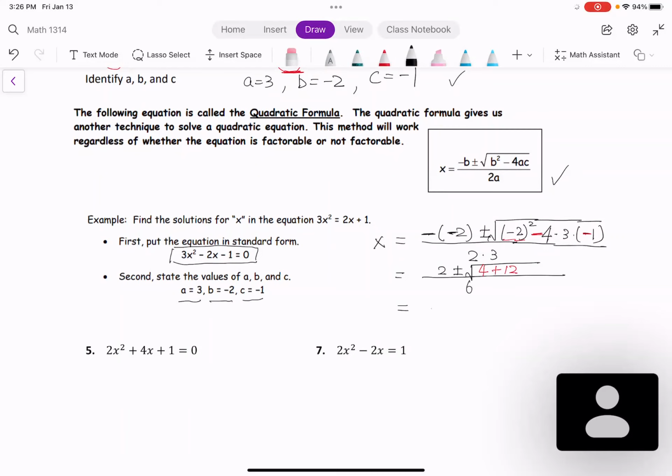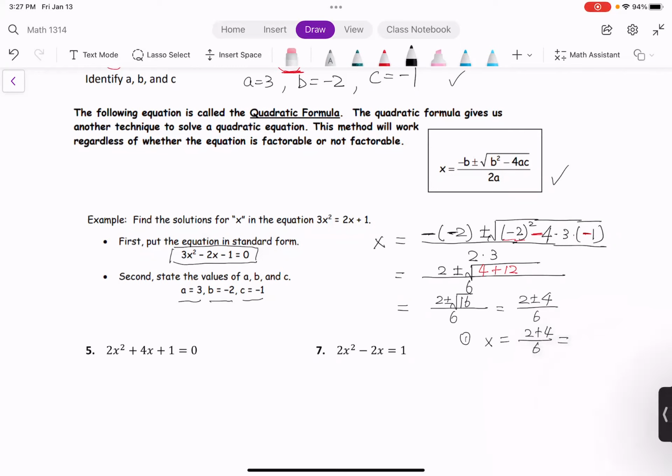Let's continue to simplify the expression. So 2 plus or minus, in the square root, we have 4 plus 12. That's 16 over 6. Square root of 16, that's 4. So we have 2 plus or minus 4 over 6. We have two values for the x. The first case, if we have the positive, so 2 plus 4 over 6, that is 6 over 6, that is 1.